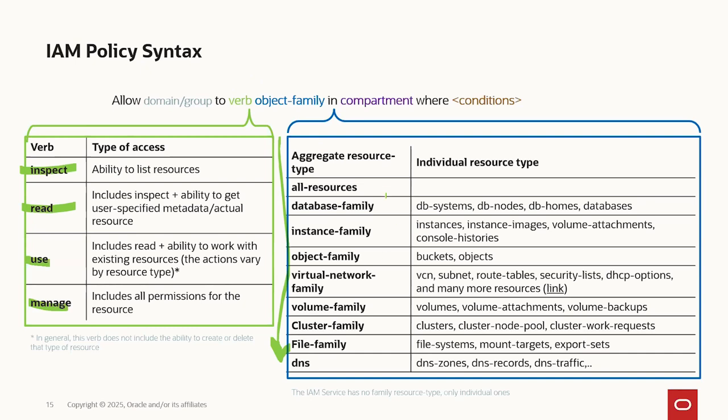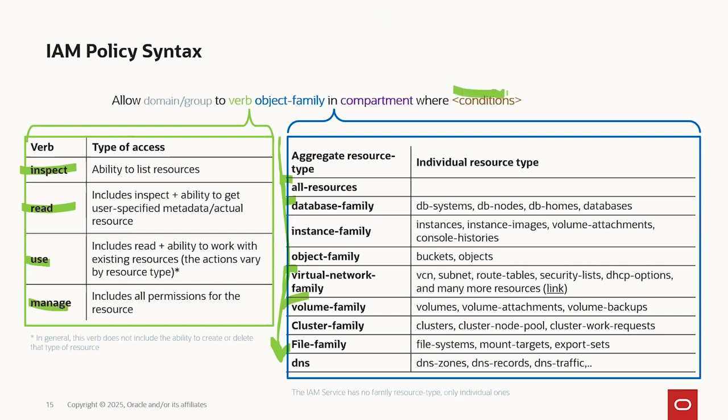So allow domain group to verb, and then object family. So here, if you wanted all resources control, or if you only wanted your network admin to only have virtual network access, this is where you could specify things like that. In compartment, so compartment or tenancy, compartment is best to keep those roles separated again. But for any sort of administrator, you can do it for the whole tenancy.